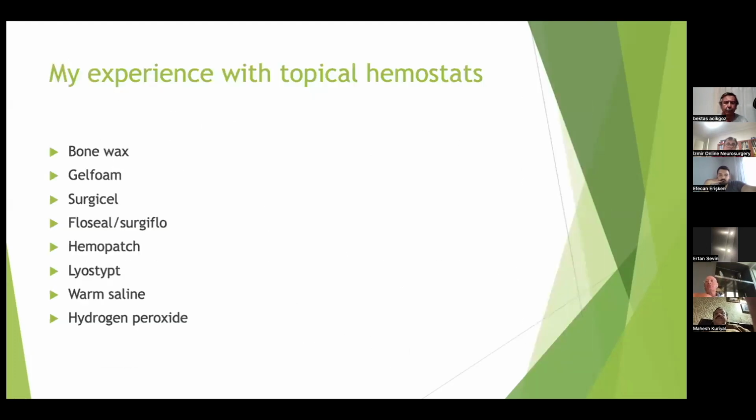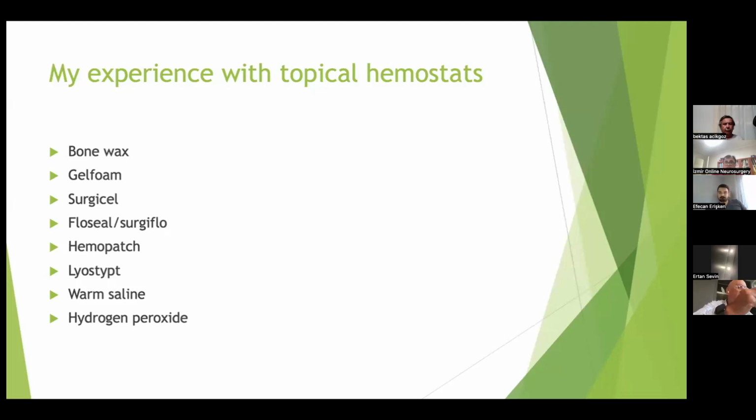Now coming to my experience with the topical hemostats, these are the things which I have personal experience with. So bone wax we know, and we quite often use gel foam and Surgicel. Flow-Seal and Surgiflow: personally I find Surgiflow to be a little easier to apply, and it forms a solid type of thing which is soothing to my eyes, but I don't know whether there is any added advantage in addition to Flow-Seal.